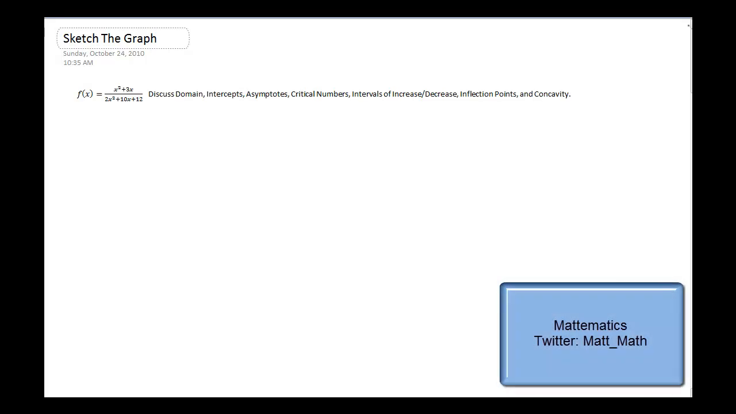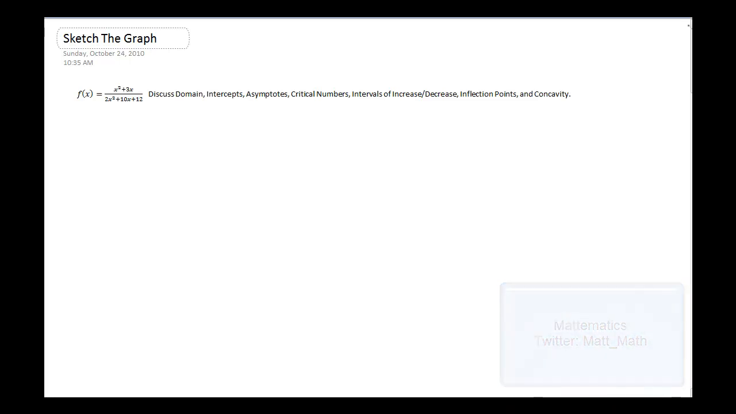squared plus 3x divided by 2x squared plus 10x plus 12. We're going to discuss domain, intercepts, asymptotes, critical numbers, intervals of increase-decrease, inflection points, and concavity.